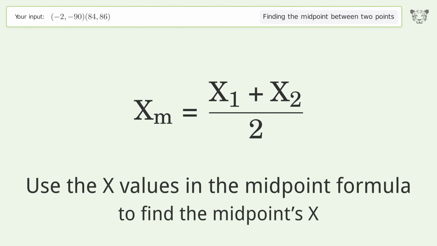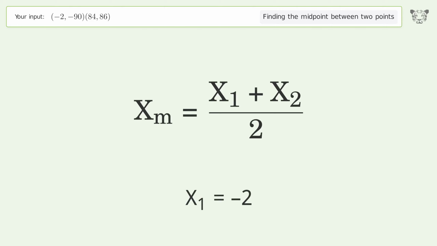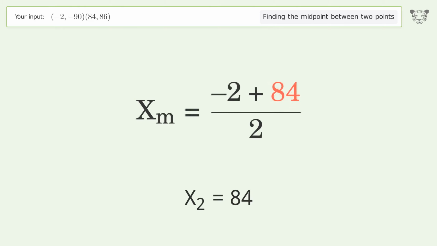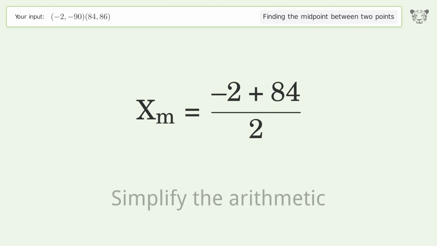Use the x values in the midpoint formula to find the midpoints x. x1 equals -2. x2 equals 84. Simplify the arithmetic.